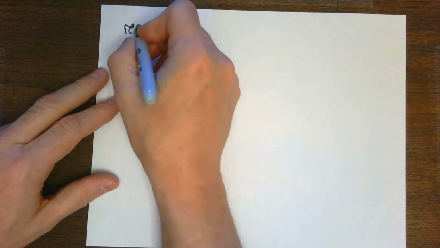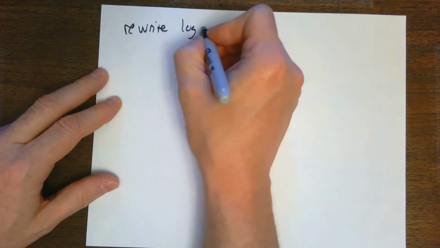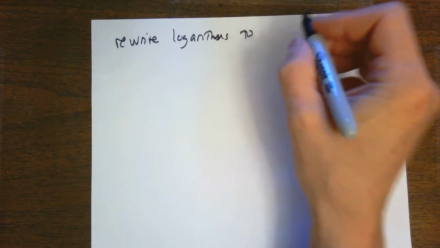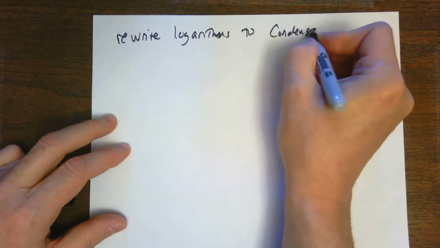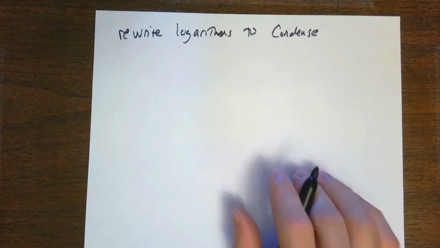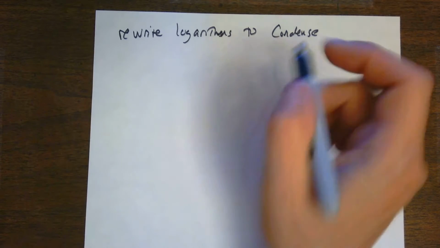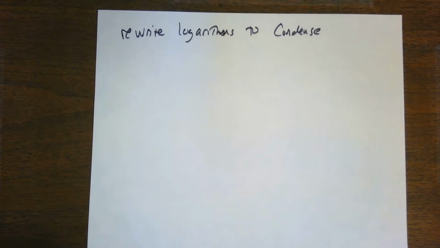Now let's take a look at rewriting logarithms to condense. And so the idea here is that I want to take something that's got a whole bunch of logarithms, and I want to write it as a single expression. Again, I'm going to do an example out of the exercise set. You have to do 57 through 69 odd, so I'm going to do one of the even numbered problems.